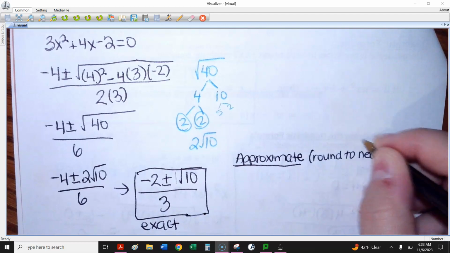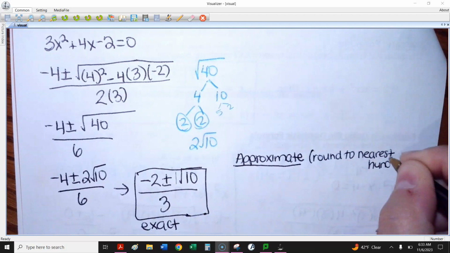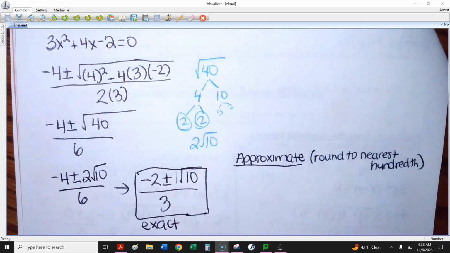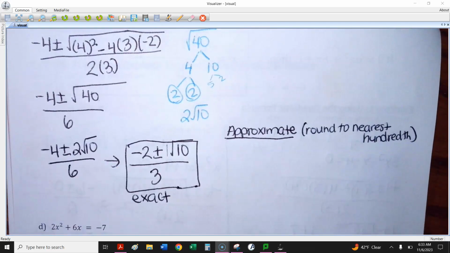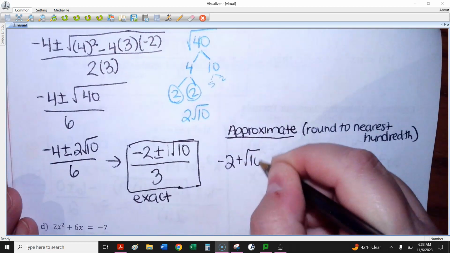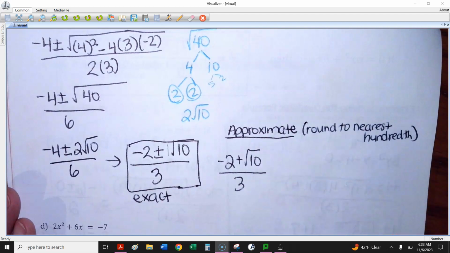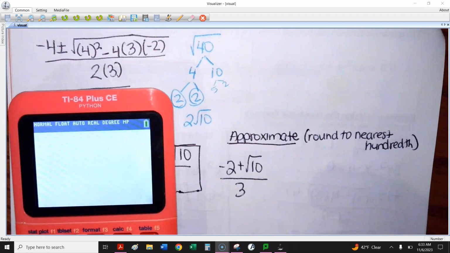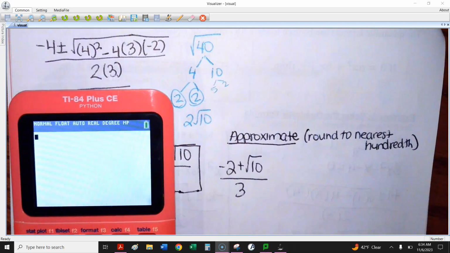Round to the nearest hundredth, which is 2 decimal places. You're literally just going to type this into the calculator. I'm going to do -2 plus the square root of 10, and then divide that by 3. Now, this is really important. The calculator follows the order of operations, so I want to simplify the top of that fraction first. So I'm just going to do -2 plus the square root of 10, and hit equals.